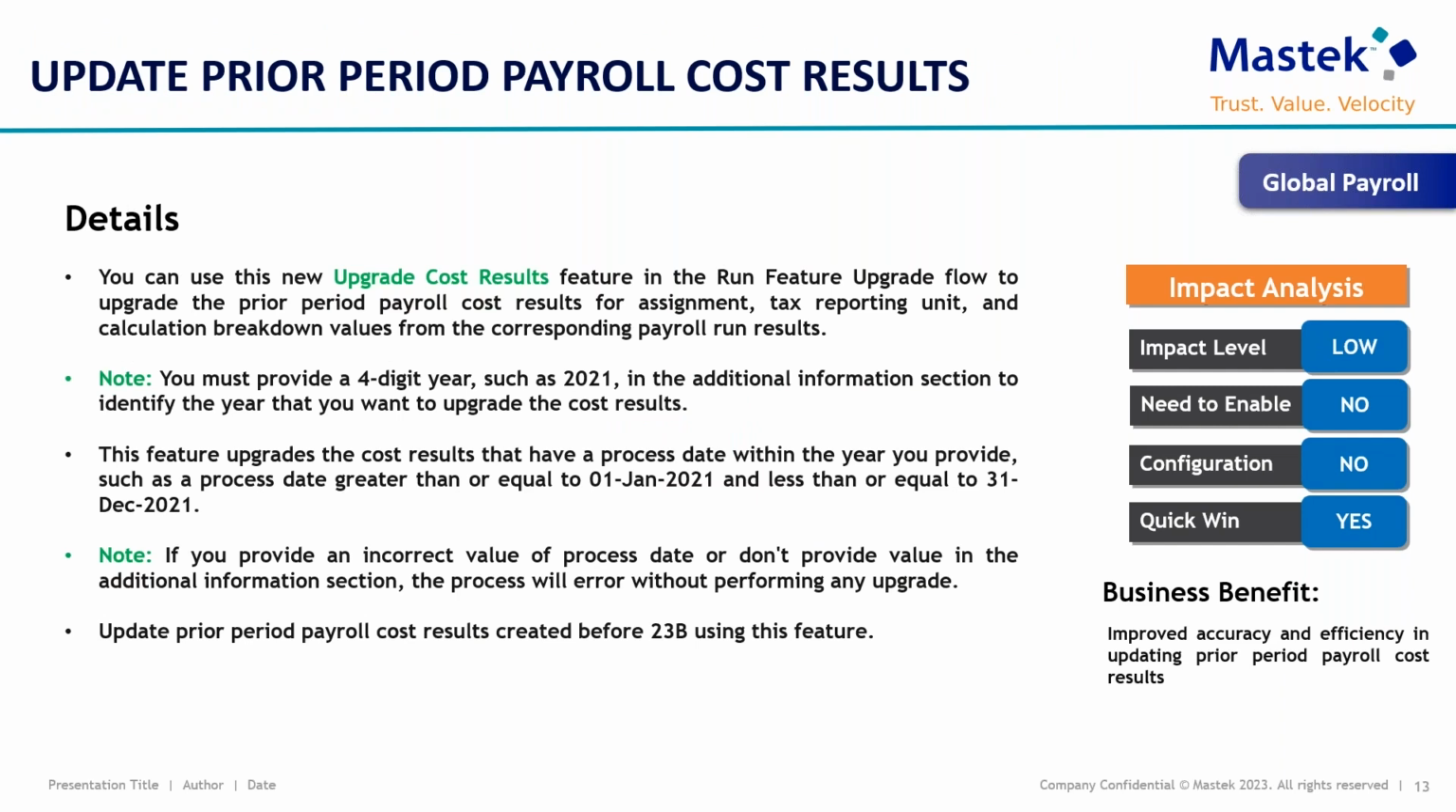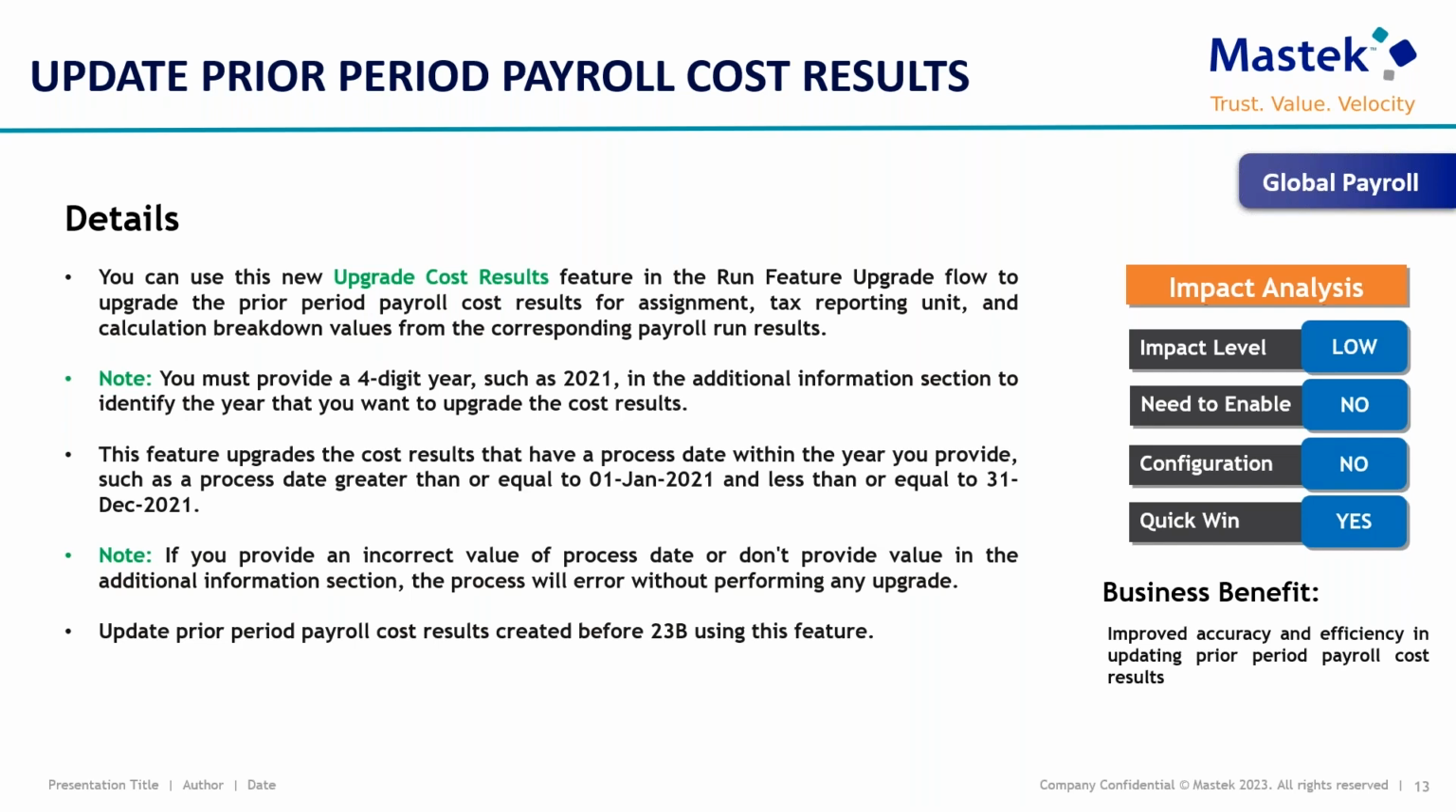Moving on to the next feature, which is update prior period payroll costing result. This particular feature allows the user to update the costing result of an entire year rather than updating through the retro costing process. This feature can be utilized through the process called run feature upgrade. Inside the run feature upgrade, you have to select the feature called upgrade cost result to execute this process.